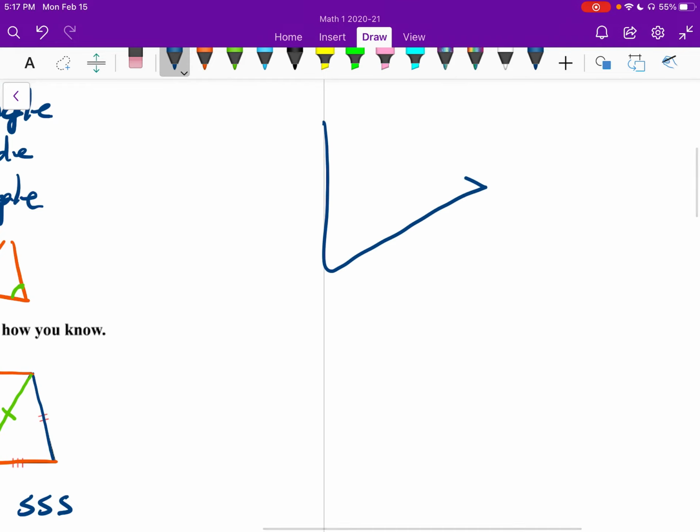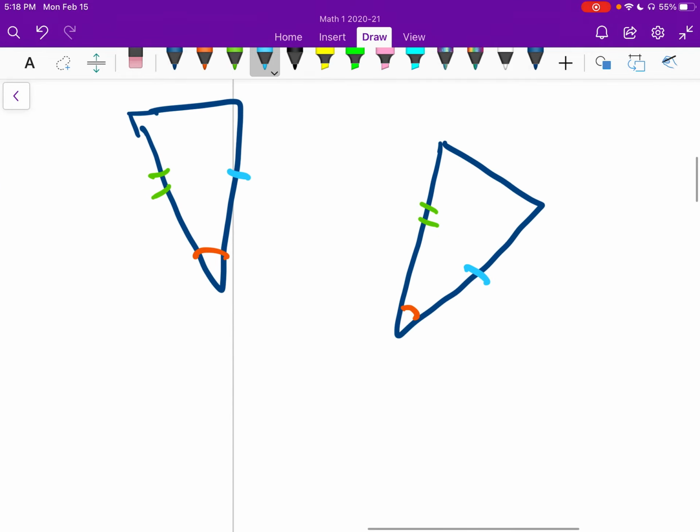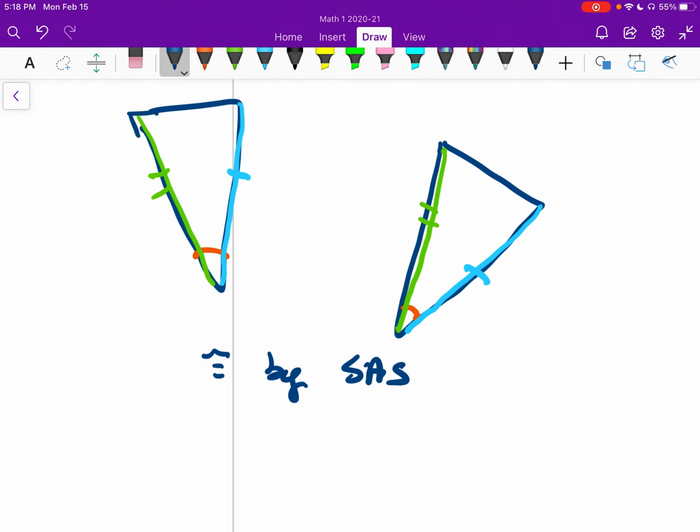So if these were our 2 triangles, we had this angle marked here. Then maybe this guy and that guy are congruent. This one and that one are congruent. We see that the blue ones are congruent. This one and this one are congruent. The orange angle in the middle is congruent. And then the green sides are congruent. This falls into the side, angle, side. So these would be congruent by side, angle, side.